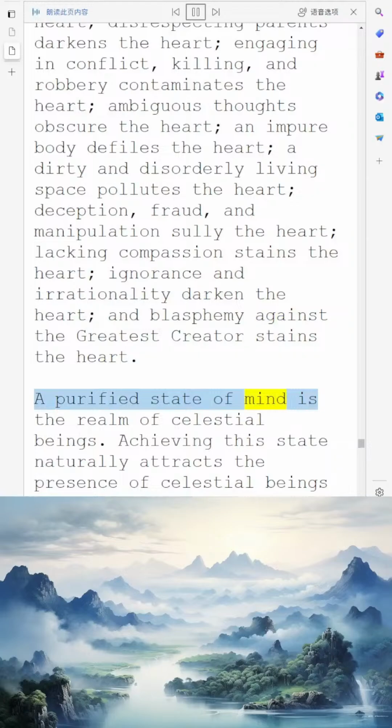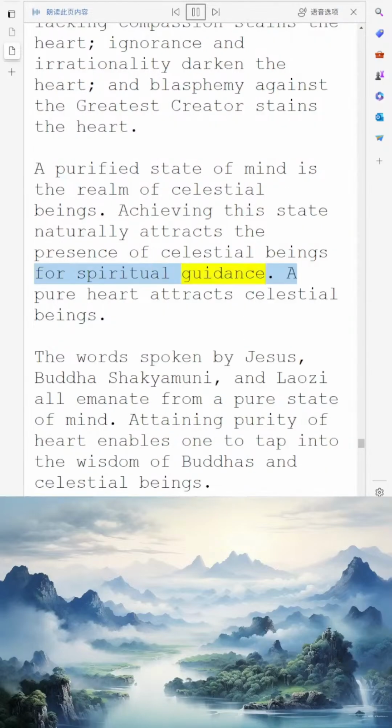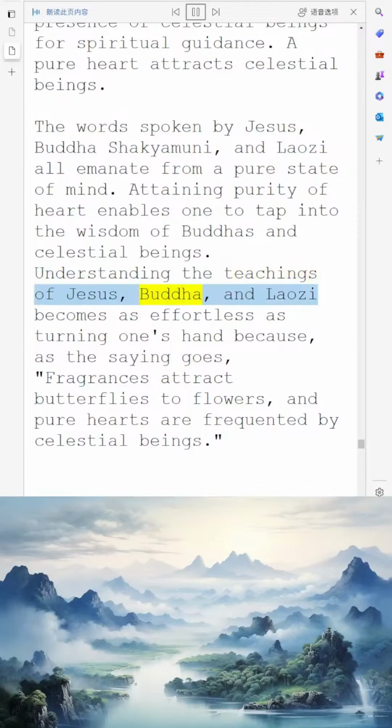A purified state of mind is the realm of celestial beings. Achieving this state naturally attracts the presence of celestial beings for spiritual guidance. A pure heart attracts celestial beings. The words spoken by Jesus, Buddha Shakyamuni, and Laozi all emanate from a pure state of mind. Attaining purity of heart enables one to tap into the wisdom of Buddhas and celestial beings. Understanding the teachings of Jesus, Buddha, and Laozi becomes as effortless as turning one's hand because, as the saying goes, fragrant flowers attract butterflies, and pure hearts are frequented by celestial beings.